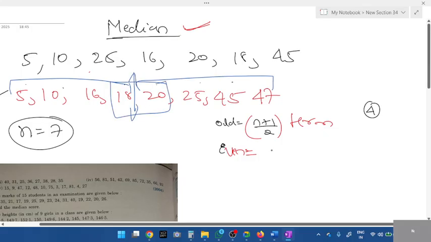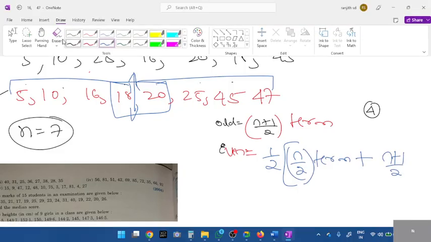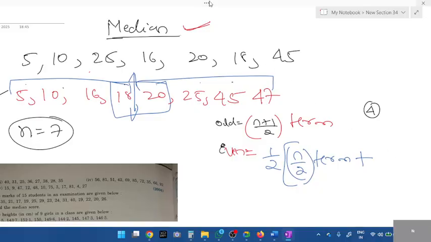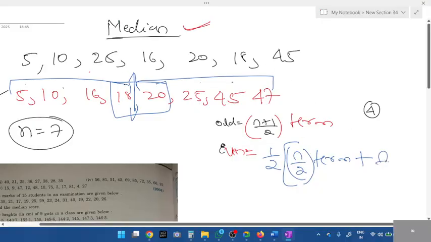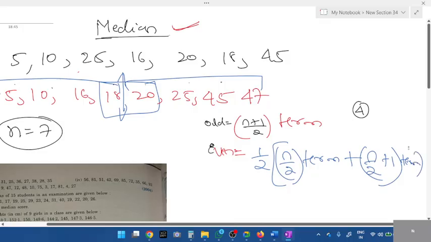The formula is 1 by 2 into the (n divided by 2) term plus the (n divided by 2 plus 1) term. This is the formula. What do you mean by this? n is equal to 7 or 8 now? What is the n value, students? n is equal to 8.